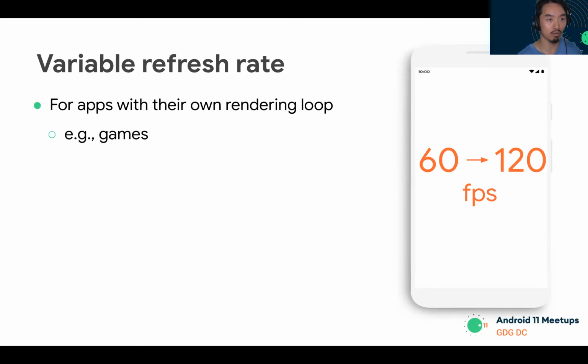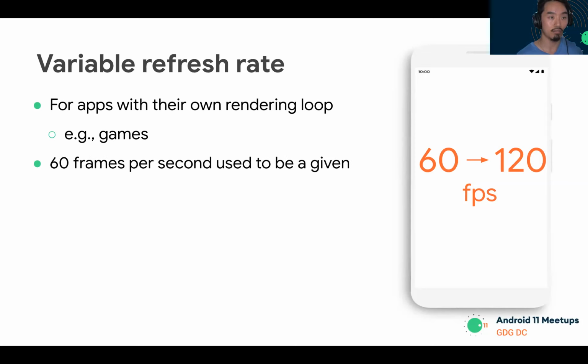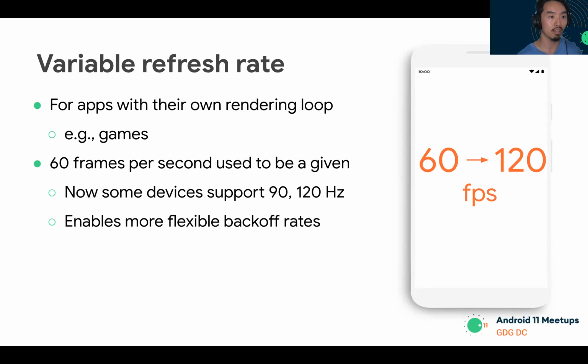But if you are in control of your own rendering loop, such as making your own games, then you'll have a lot more control. So as I said, 60 frames per second used to be the norm. Now we have phones that are 90 hertz, 120 hertz. And that also gives you a lot more time to make more fluid animations. If you have a lot of things going on in your update loop, then you have more flexibility on how often the frame rates should be. And there's also an API you can call, surface.setFrameRate, to hint to the system that it should probably render during the next frame.